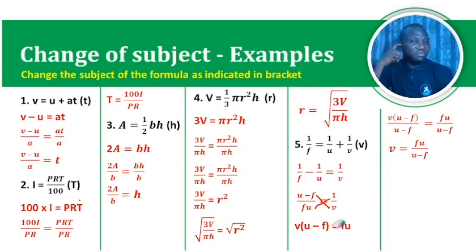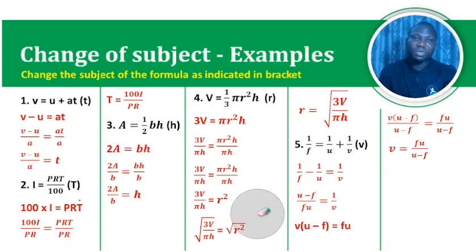Now let's look at the following examples using the concept that we have just learned. For question number 1, we have v is equal to u plus at. Presently v is the subject and we are asked to change the subject to t. So look at where my subject is. My intended subject t is here. Now look at this. This at is added to this. What's the opposite of addition? Subtraction. So I will minus u from both sides, or I can just take the positive u over to the left. That will give me negative u. So I'm going to have v minus u equals at.